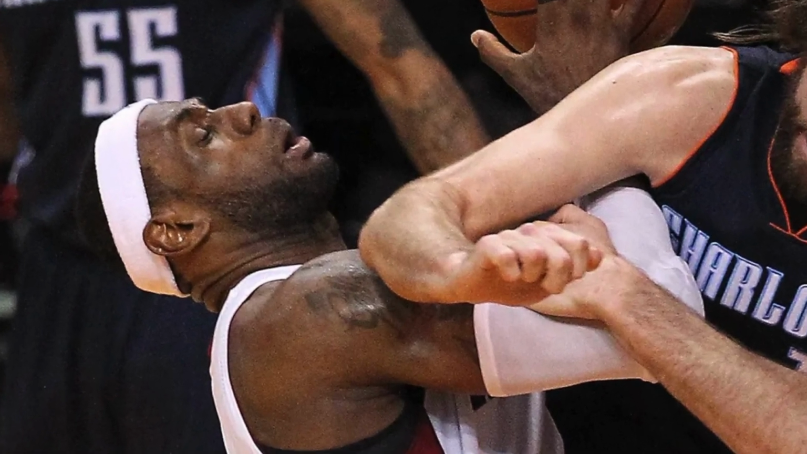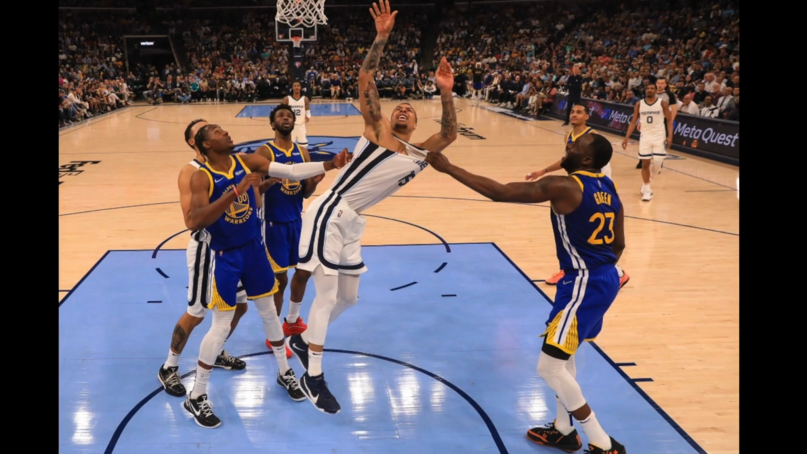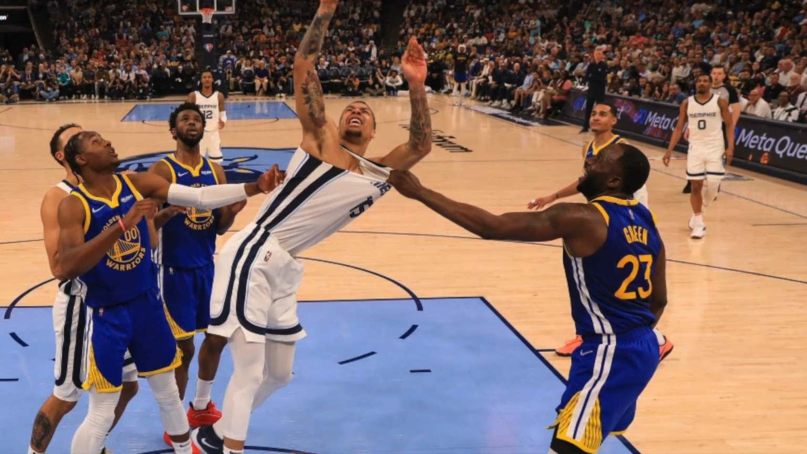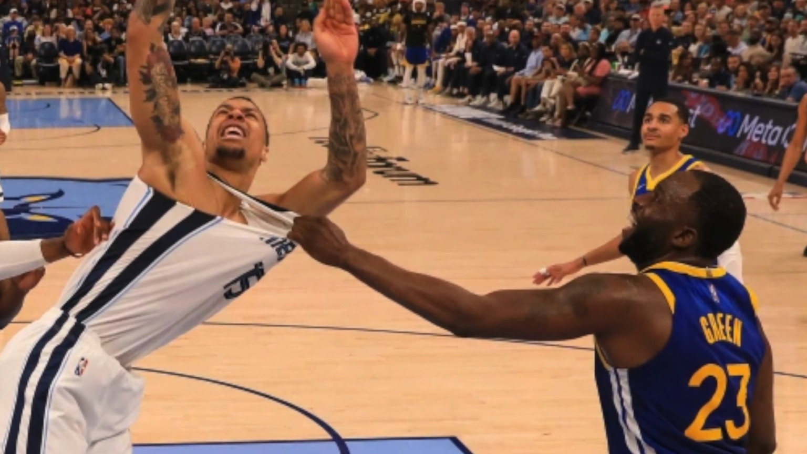A flagrant 1 refers to fouls involving unnecessary contact, and the penalty for this foul type is 2 free throws for the opponent and possession of the ball. Then a flagrant 2 refers to any foul involving unnecessary and excessive contact. For these fouls, the player at fault is assessed a fine and an automatic ejection from the game. That's a flagrant 2, and the opposing team receives free throws and possession of the ball.